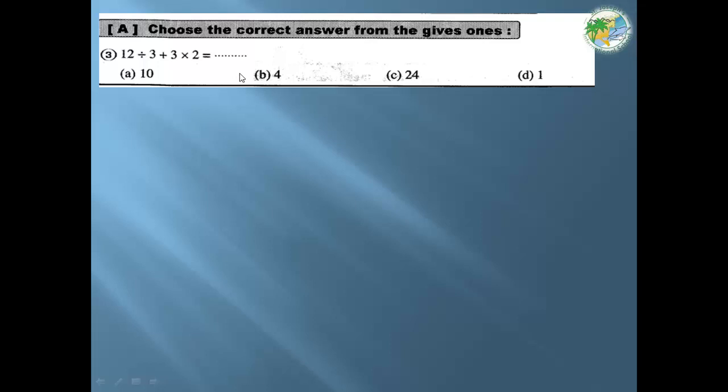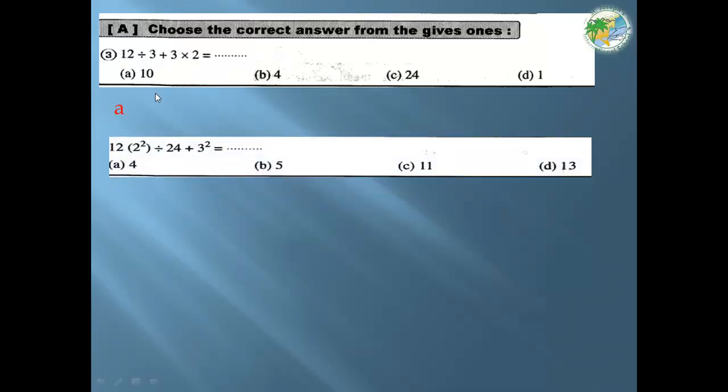Then the correct answer is, of course, 10. 12 divide 3 equal 4. Okay, so we did the divisions, then the multiplication. 3 times 2 equals 6. Then 4 plus 6 equal 10. Fine.